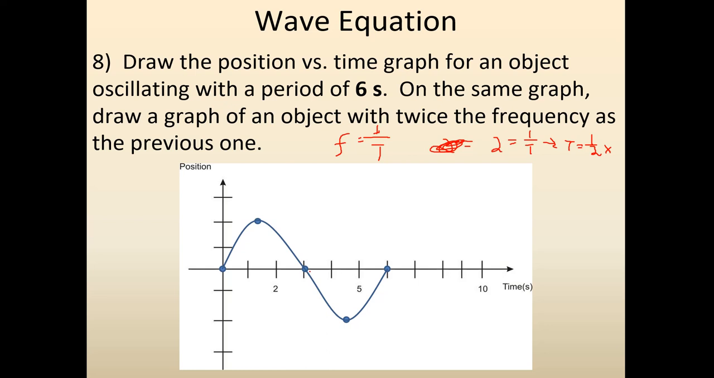So I'm going to make a sine curve the same exact way. At 0 and 3 are my beginning and ending points. Halfway in between is going to be the second equilibrium point, at 1.5 seconds. Then halfway between these is my first amplitude. Halfway between the other two equilibrium points is my second amplitude. And once again, I connect the dots. So this is my graph for a period of 6 seconds, and this is the twice the frequency. Again, you might have drawn it a little bit differently.